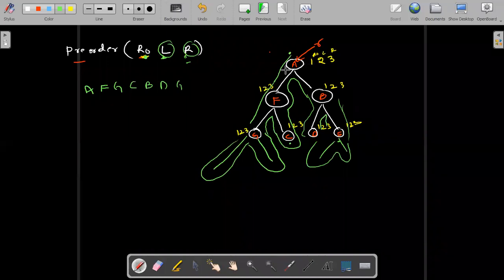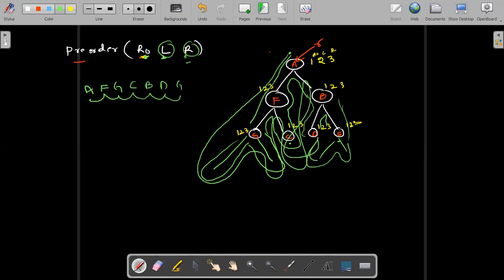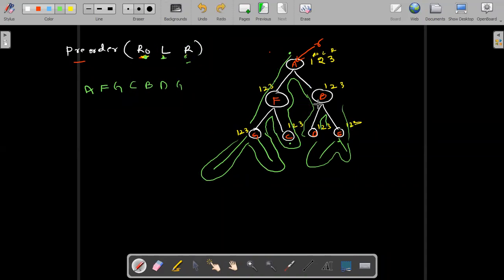What is the path we got? Pre-order traversal. A visited first, after that F, after that G, after that C, after that B, after that D, after that E. So this is how you traverse, guys. That is what exactly you need to understand here. Clear? Clear. Fine. Everybody okay now.